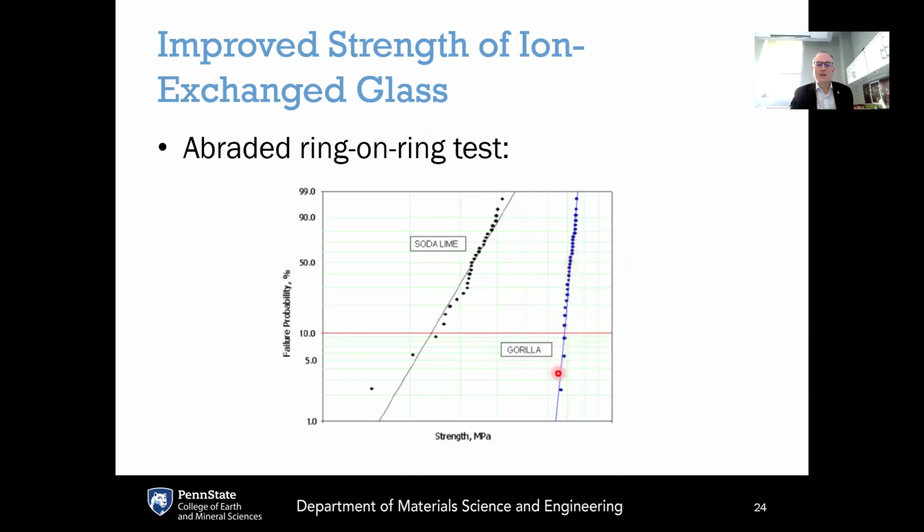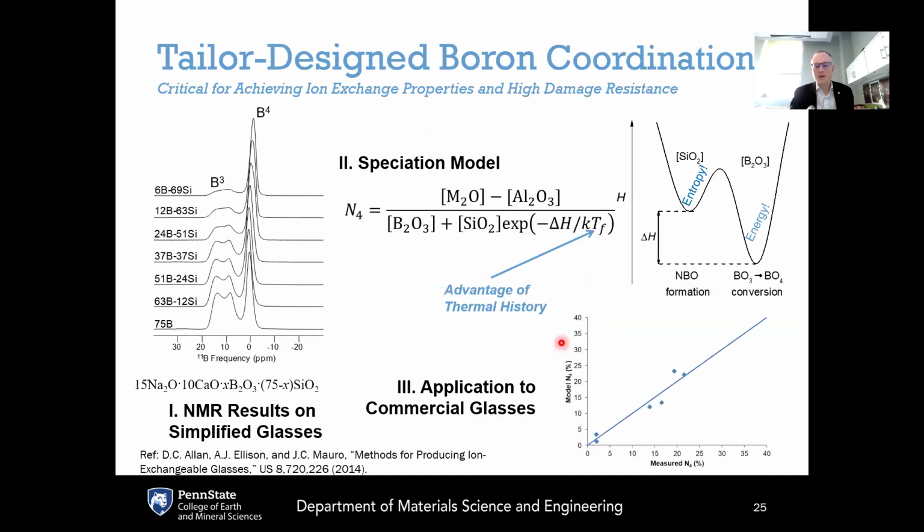And you notice that the line here is steeper. That indicates a higher Weibull modulus, so a much lower scatter in strength, which is another major advantage of Gorilla Glass.